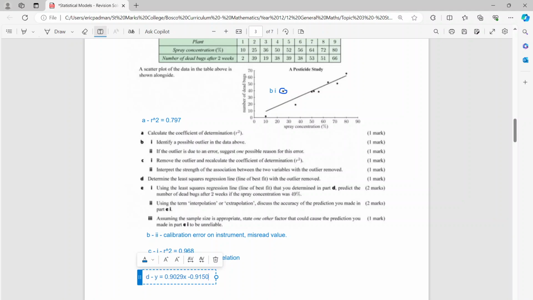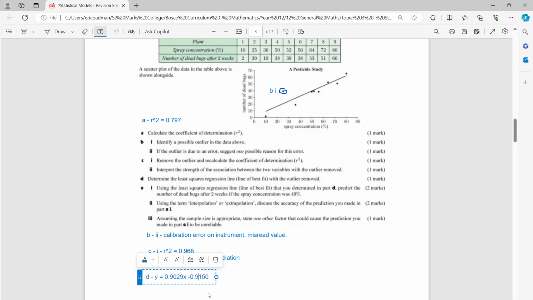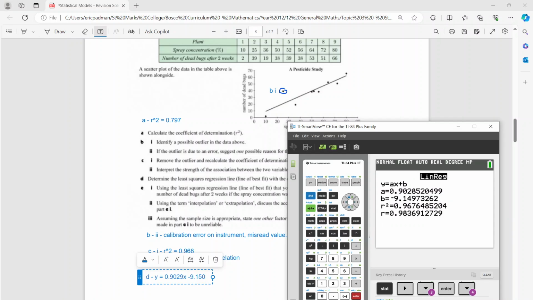Was it 0.9150? No, it wasn't. It was 9.150. There we go. Double check that. Okay. Yes. Okay. Let's move on. All right, so that was D.